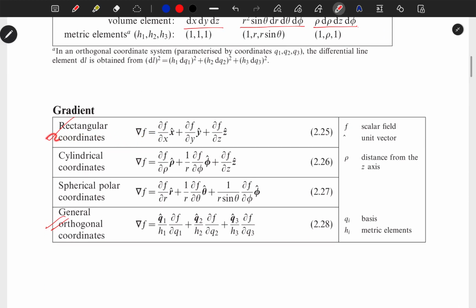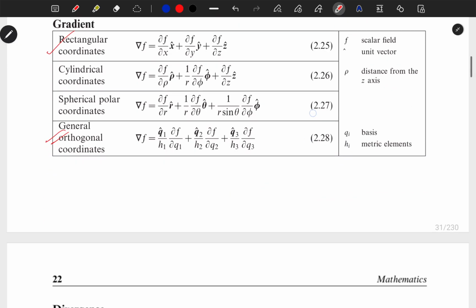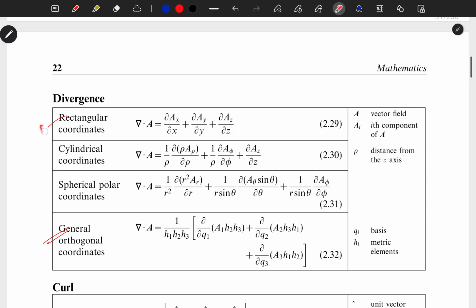For gradient, we know for rectangular coordinate system, the general formula is q1 vector divided by h1 times df dq1, q2 vector divided by h2 times df dq2, q3 vector divided by h3 times df dq3. Divergence again, rectangular coordinate system, we know for any general orthogonal coordinate system, 1 by h1 h2 h3 multiplied with d dq times A. So the first term will be changing, so a1 with h2 h3 will be fixed; next one, a2 will change, so h1 h3 will remain; and third one, a3 will change and h1 h2 will remain.